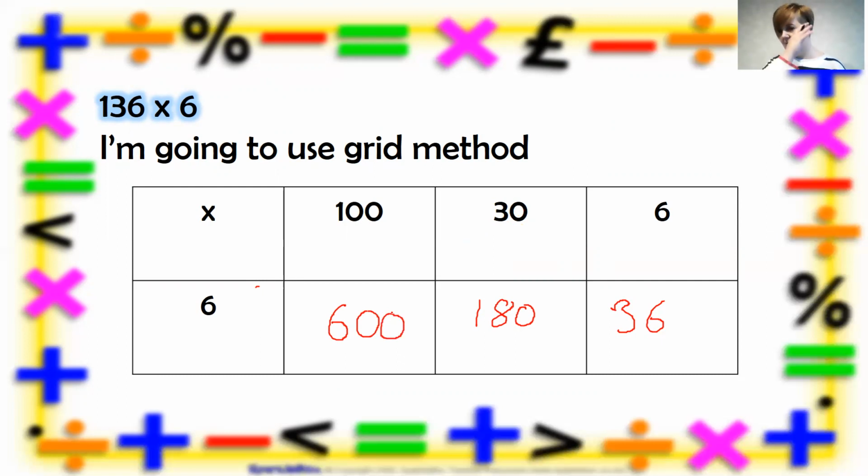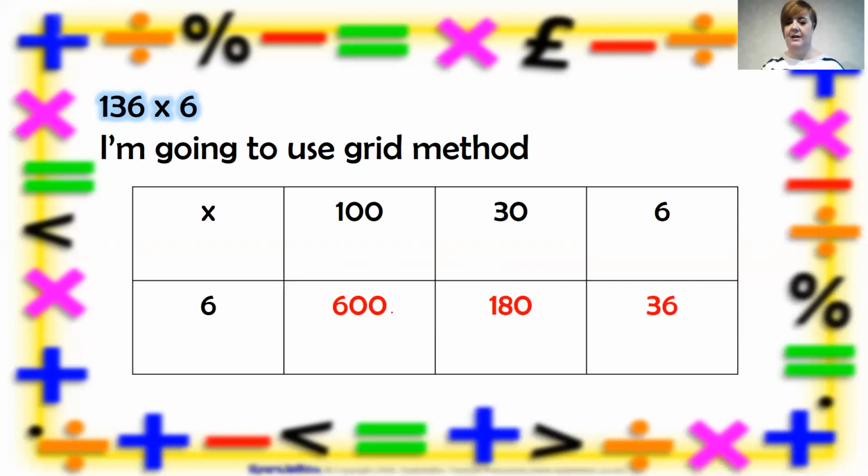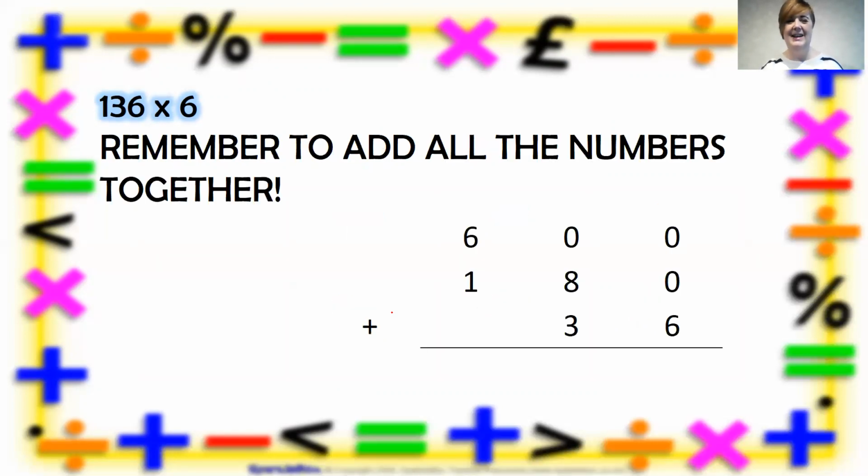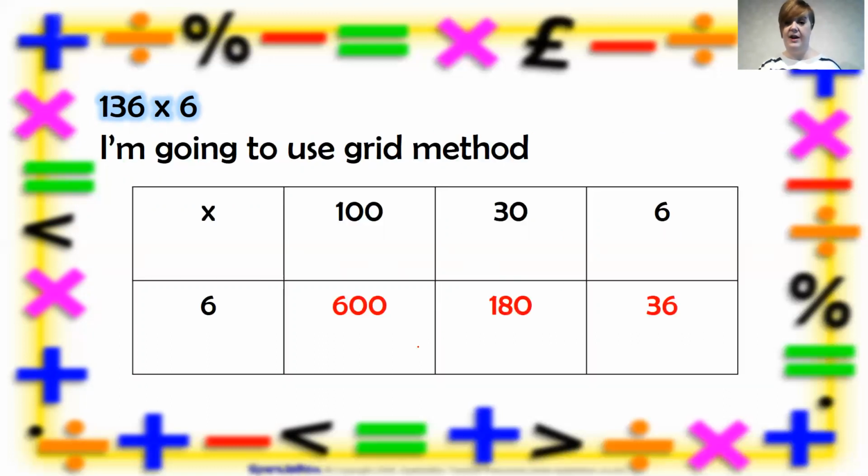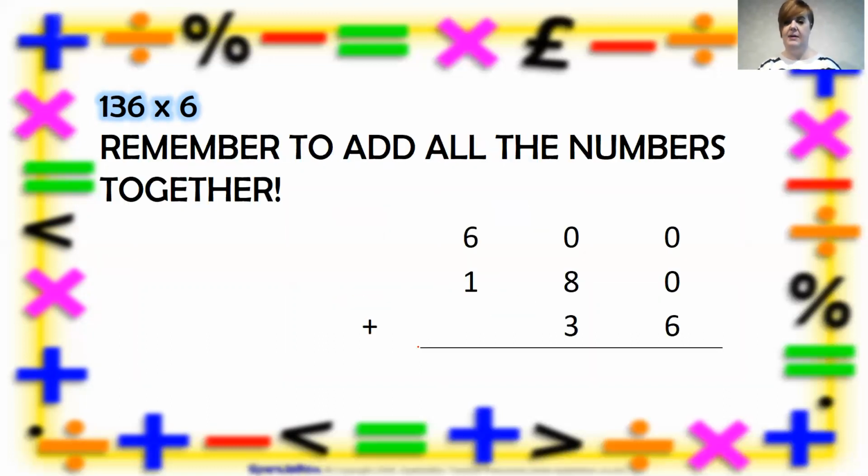If I'm doing grid method, I've got one more step to do. Oh, look at that. I've got my answers right. Remember, we have to add all of these answers together. So just like we're doing column addition here, can you see I've made sure everything's lined up, so all my ones are in the same column, my tens are in the same column. Okay, so that's 600, 180 and 36 from that grid method. I'm now putting into here and we can add these up.